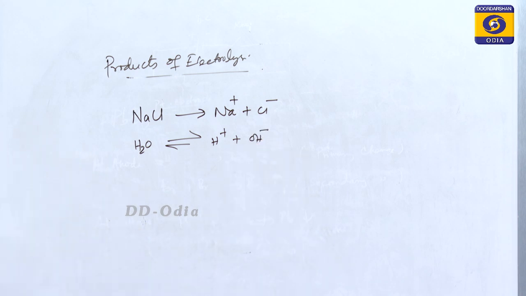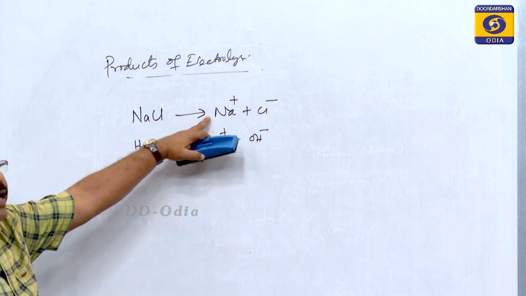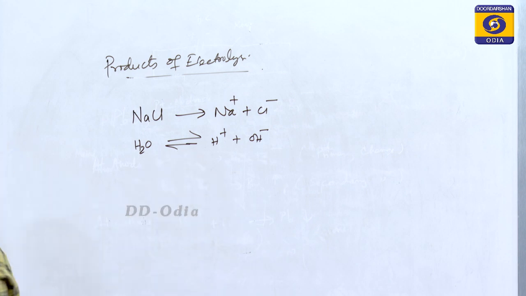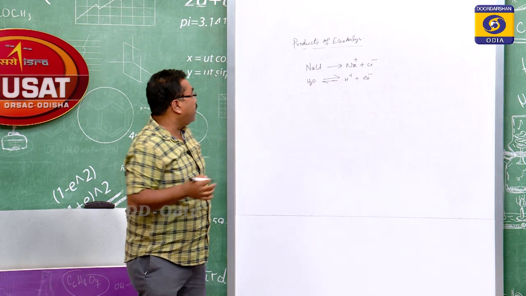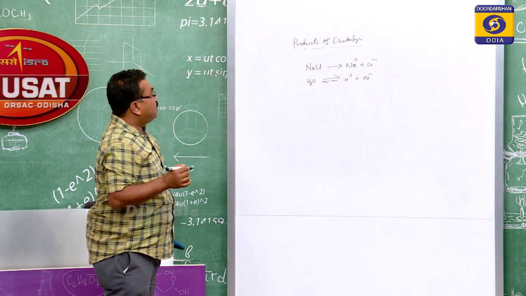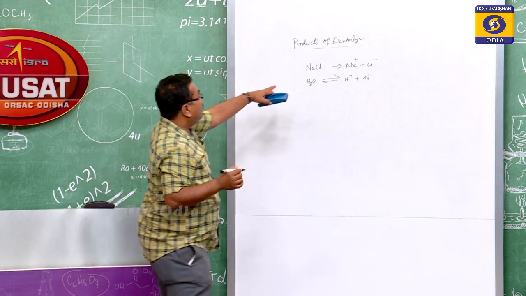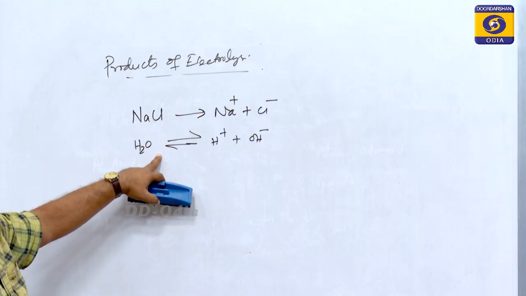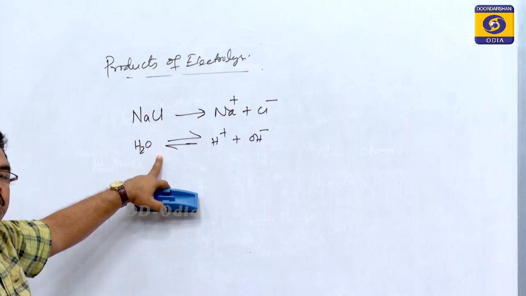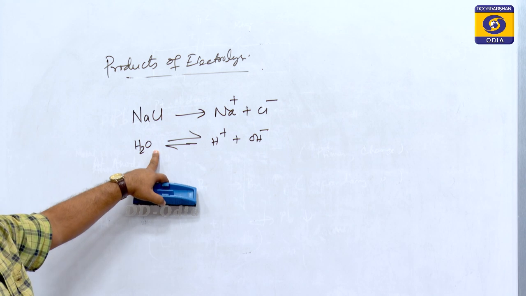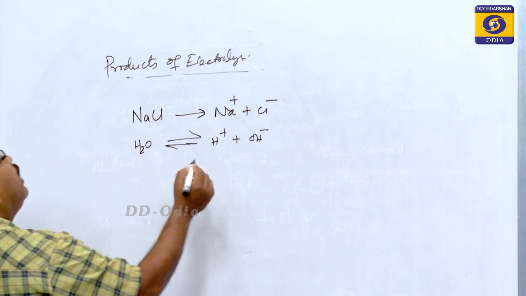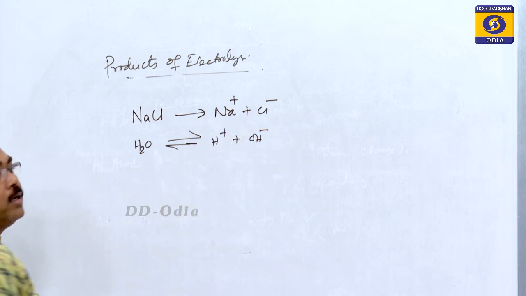Here you see the difference. I have put a single headed arrow here, and here there are two half arrows pointing in different directions. What is happening? In fact, this is a completely ionized salt and this is very feebly ionized, almost we can call it not ionized. So there are 2 cations and 2 anions.